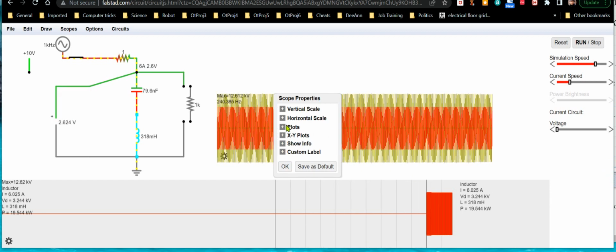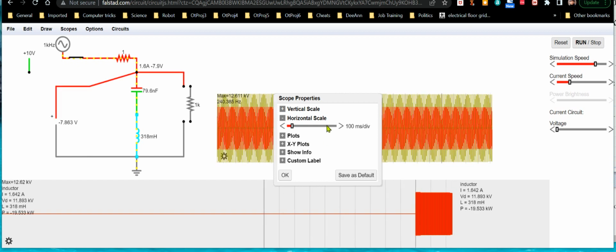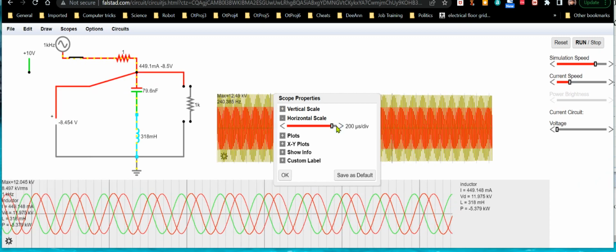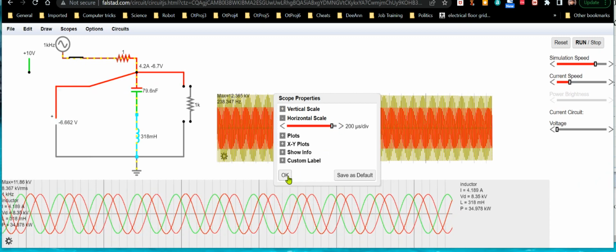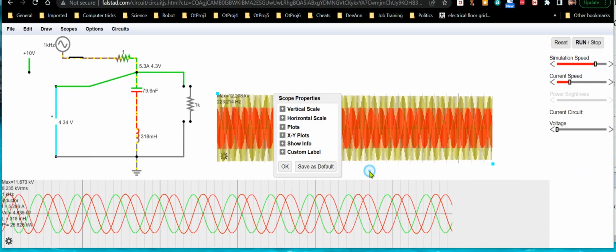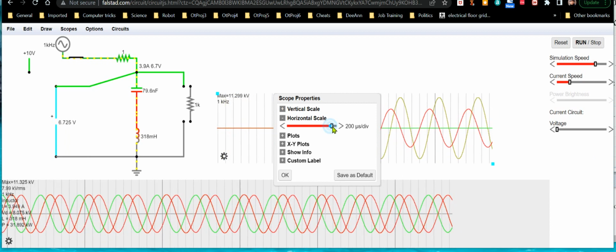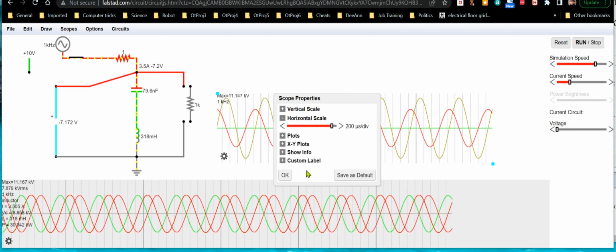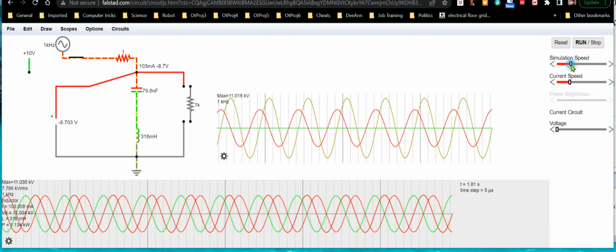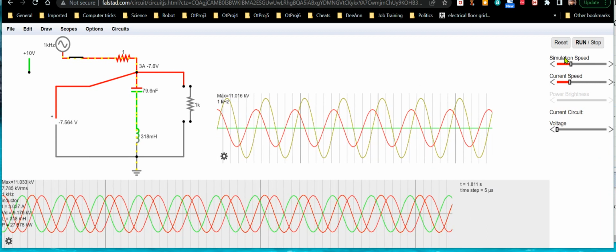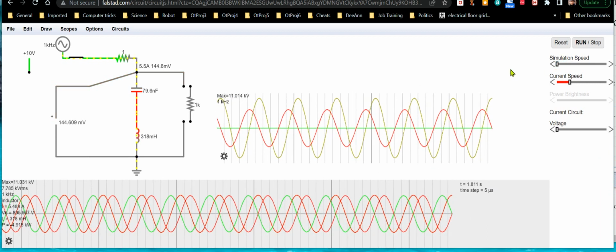I guess I can do the same thing here. Okay, so the sim speed is down. But at any rate, it's about 12 kilovolts.